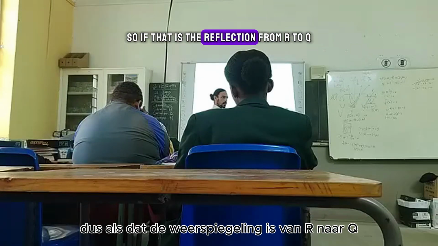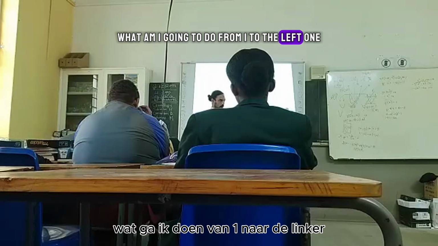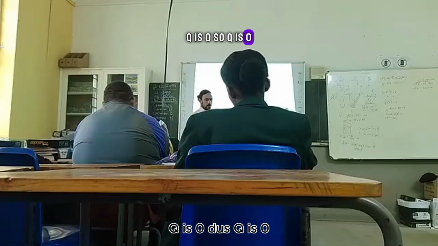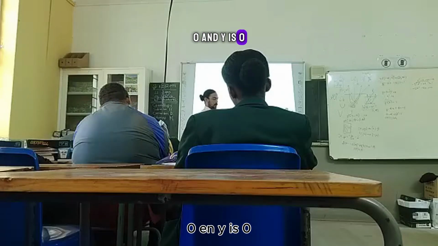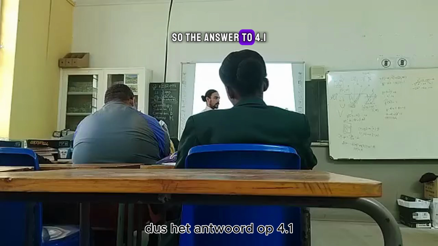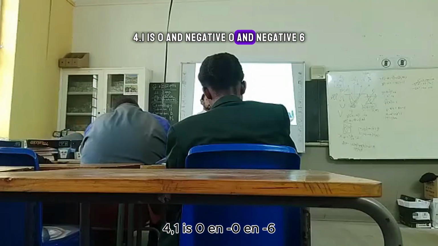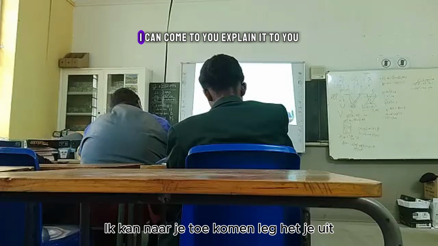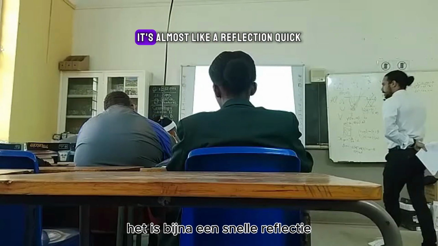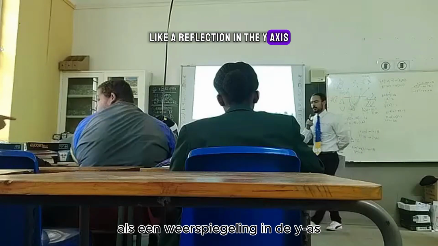So if that is the reflection from R to Q, what am I going to do? 1 to the left. 1, but to the opposite side. So it's 1 to the left. Q is 0, 0 and y is negative 6. So the answer to 4.1 is 0 and negative 6. If you don't understand, raise your hand, I can come to you, explain it to you. It's almost like a reflection in the y-axis.